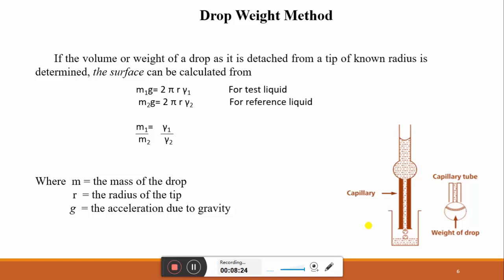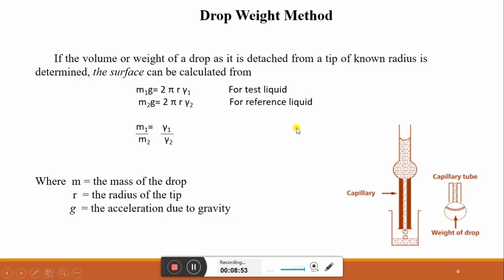When we allow the liquid to pass through a capillary-like structure, it first produces a drop, and that drop gradually detaches from the tube. When it detaches from the tube, the weight of the drop is equal to the surface tension force of the liquid. So m1 into g is equal to 2 pi r into gamma. This equation is for the test liquid.